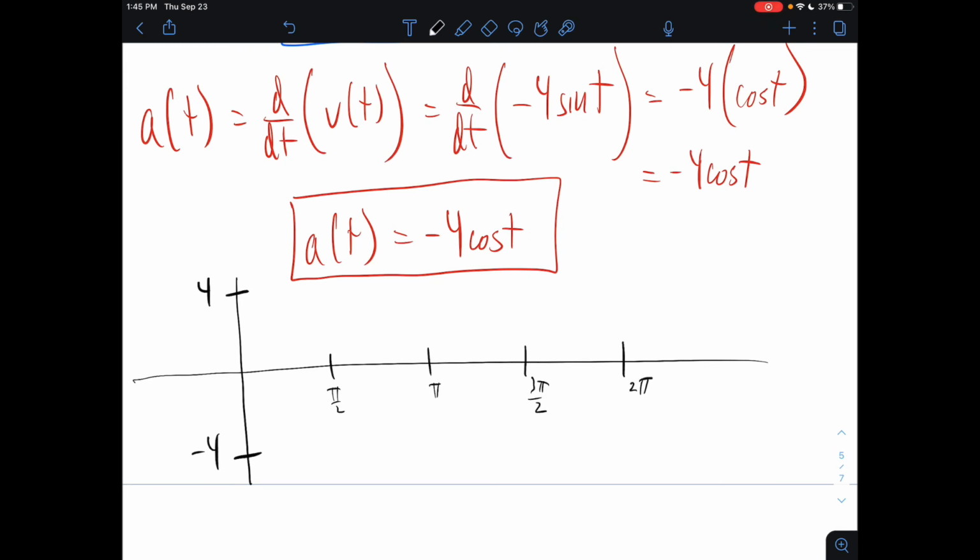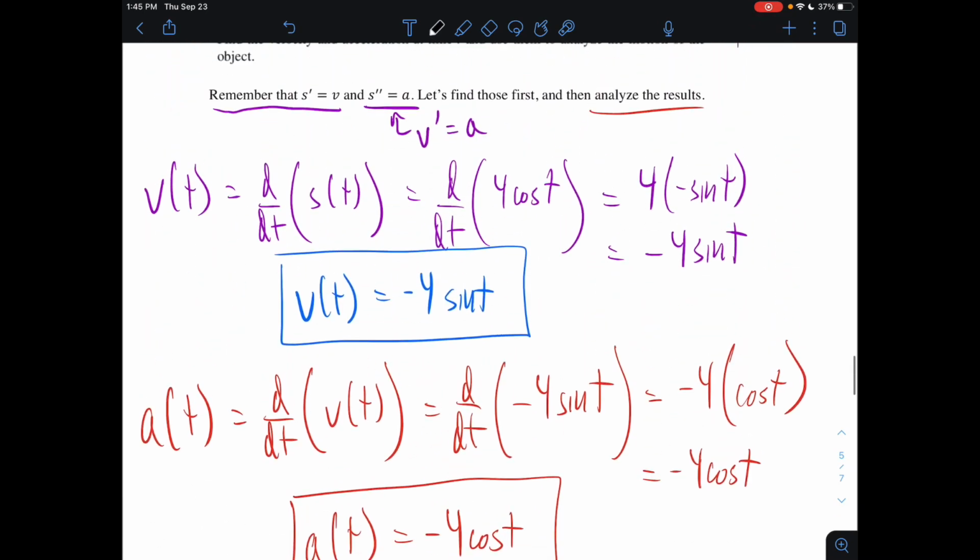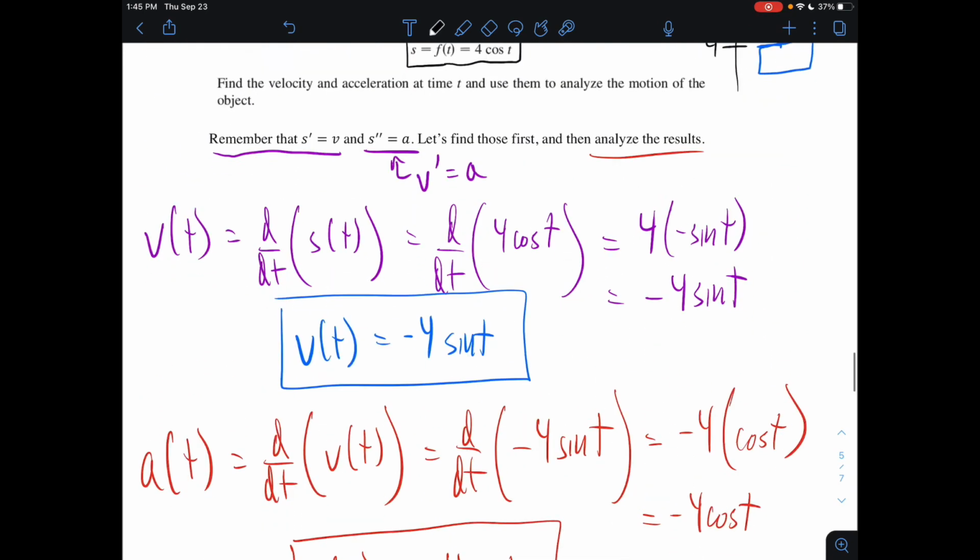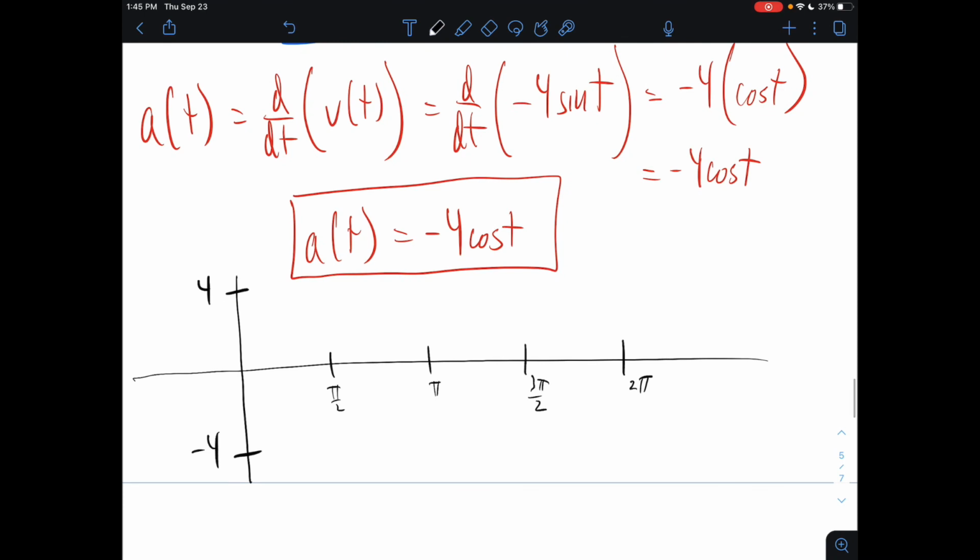So first we'll start with the position function, which was 4 cosine t. That one starts at the top of the amplitude at the beginning of the period. And then it moves down to cross through the x-axis, or the t-axis in this case. And then it reaches the bottom of its graph at pi, halfway through the period, and then back through 0, and then again ends at 4 when time is equal to 2 pi. So this is our original function, s of t.